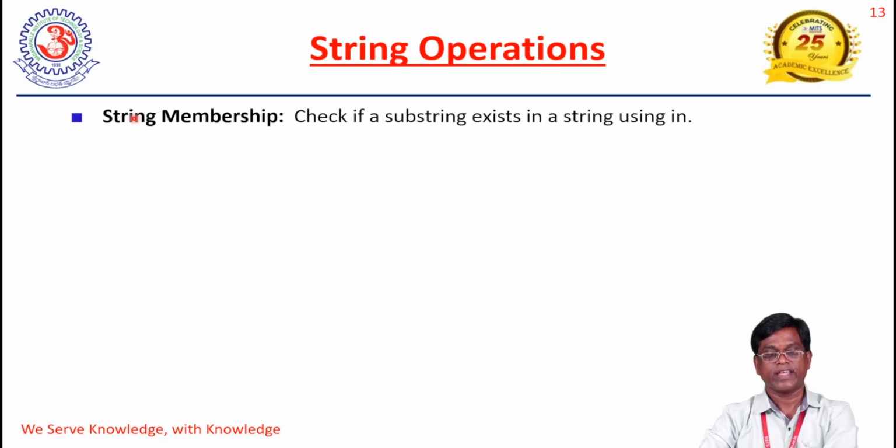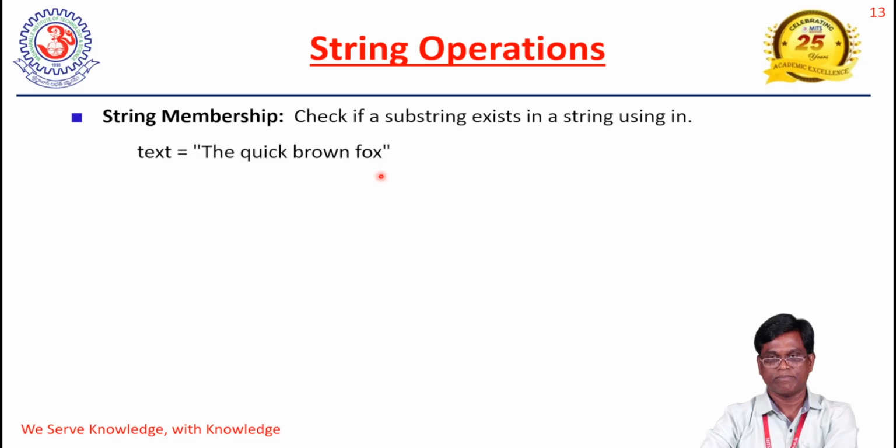Next one, string membership operation. We have a membership operator called the in operator. By using this, I can check whether a particular substring or a character is available in the given main string. Let us consider this example. Text is equal to the quick brown fox. This is the main string. And you say 'quick' in text. I am going to check whether this particular substring quick is available in the given text or not. It is available, right? So it is going to return True.